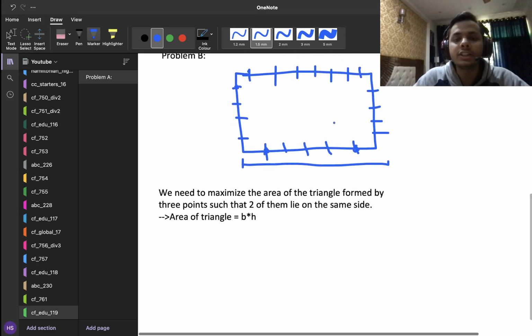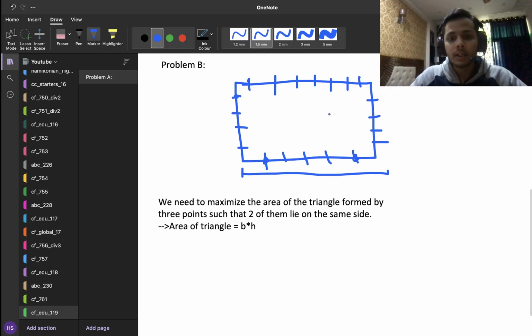These are the only two conditions that I need to satisfy, right? So I need to maximize my base, and the way to do that is to choose the two most distant elements, and the most distant elements are nothing but the leftmost and the rightmost elements, right? So it makes sense to choose these two elements, and no other pair will give me a greater area, right?